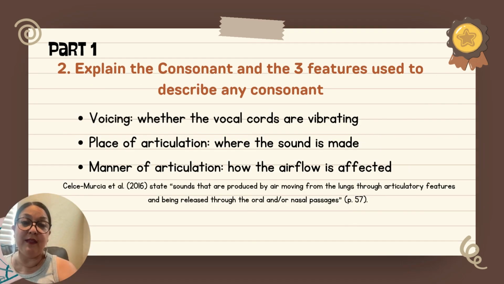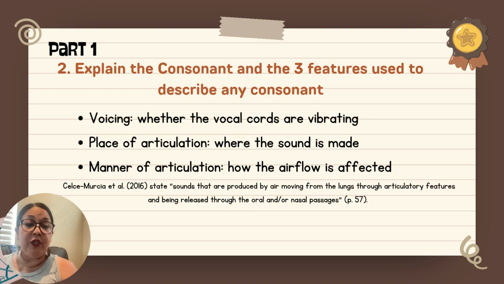Now I will explain what a consonant is and the three features used to describe any consonant. A consonant is a type of speech sound that is produced when the airflow from the lungs is partially or completely blocked somewhere in the vocal tract. And three of the main features of a consonant are voicing, place of articulation, and manner of articulation. Voicing is whether or not your vocal cords are vibrating. The easiest way to tell is to put your hands right over your throat, and you'll be able to tell if a consonant is voiced, meaning the vocal cords are vibrating, or voiceless. That means that they are not.